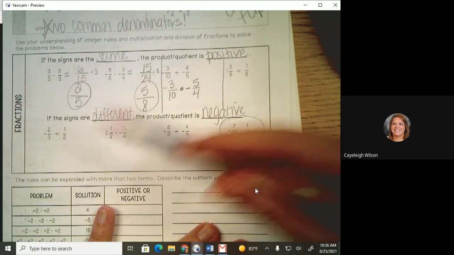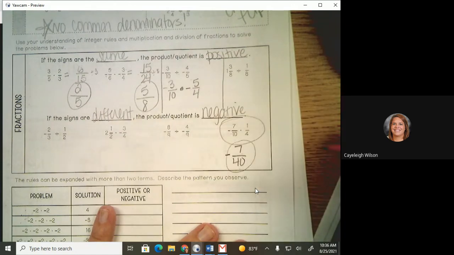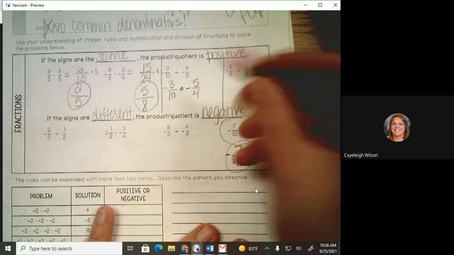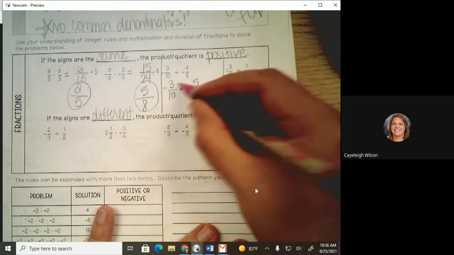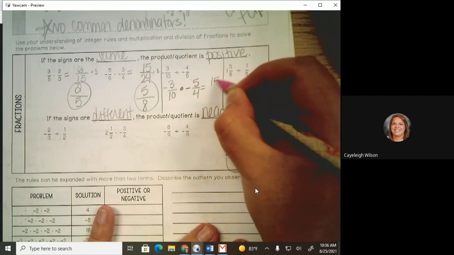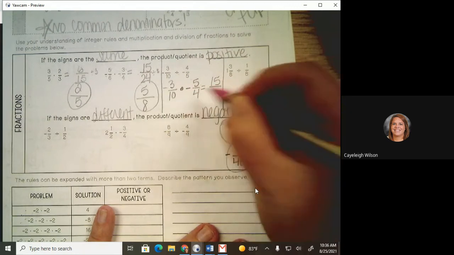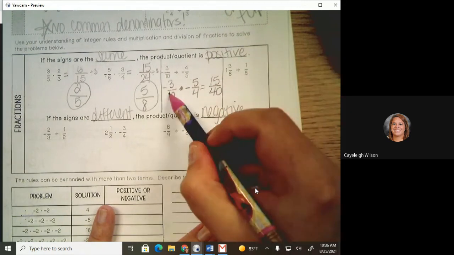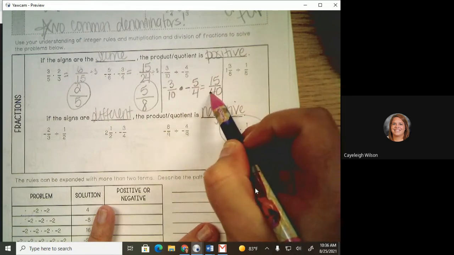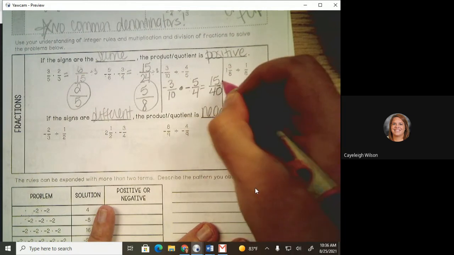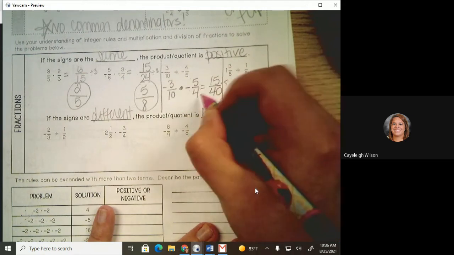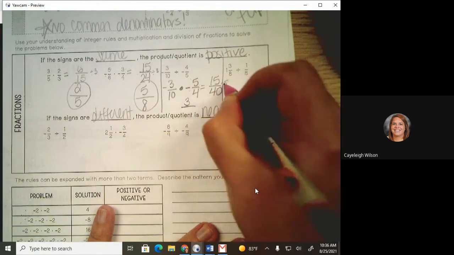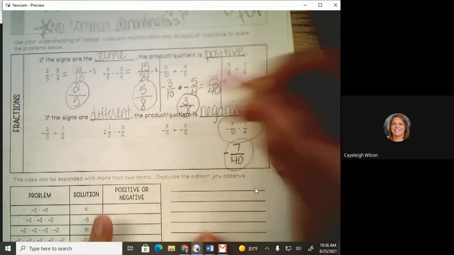And then it's just like the other problems. So I'm going to multiply straight across the top. 3 times 5 is 15. Straight across the bottom, 10 times 4 is 40. A negative times a negative is a positive. And then 15 and 40, it ends in a 5 and a 0, which means they're both reducible by 5. 15 divided by 5 is 3, and 40 divided by 5 is 8.